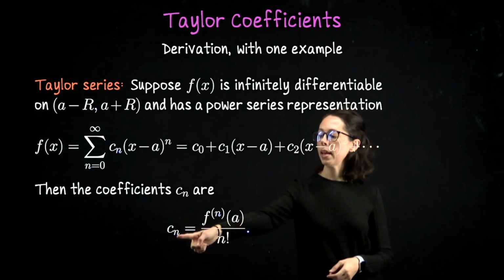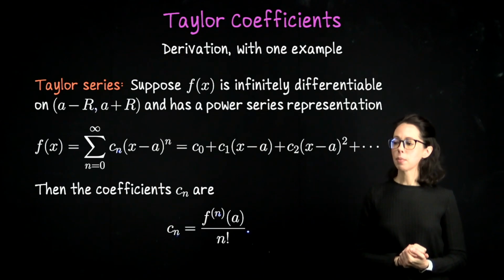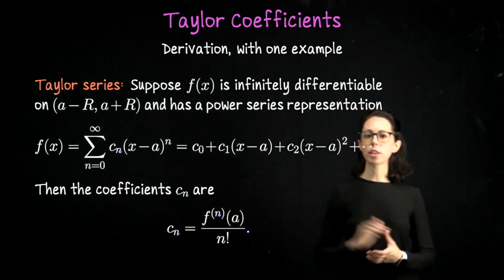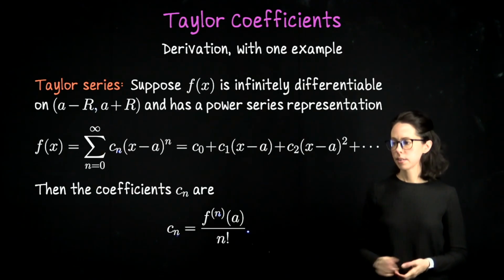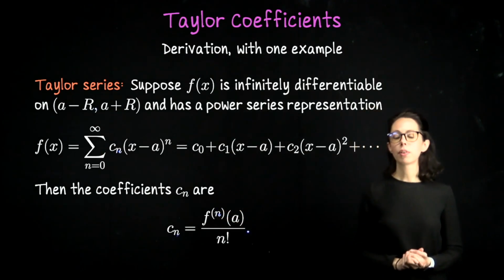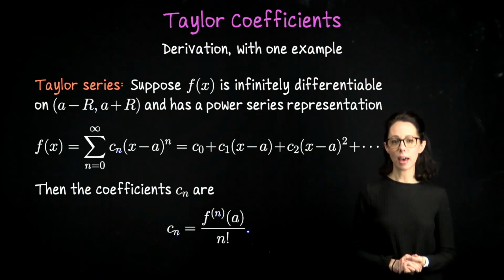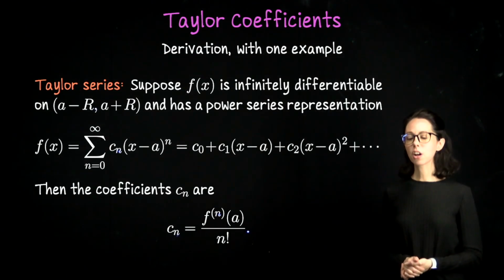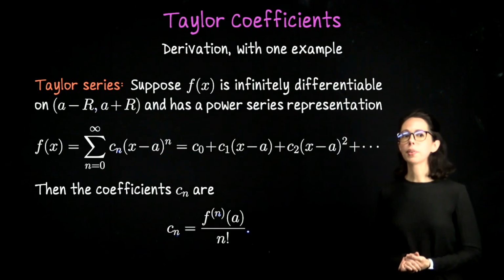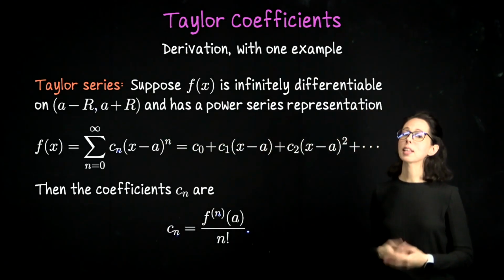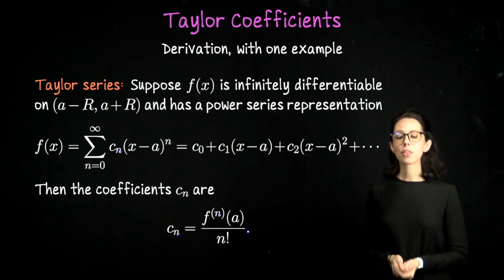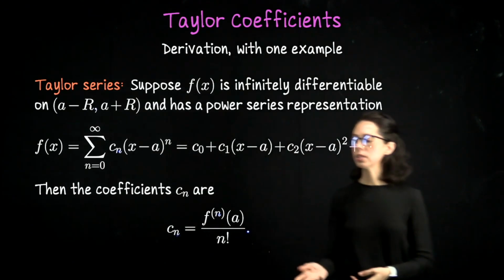Notably, c sub n for each index n can be found by taking the nth derivative of the function, evaluating it at a, and then dividing that by n factorial. So here, the superscript n refers to the nth derivative of f. These are called Taylor coefficients. When you put them together and write out the power series for your function with these coefficients, that's what we call a Taylor series.